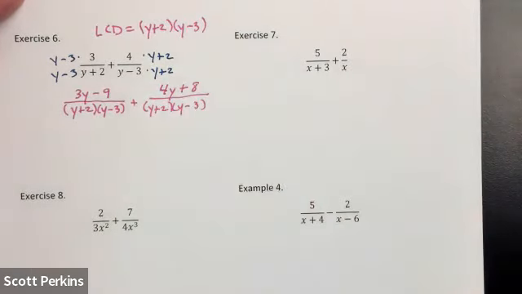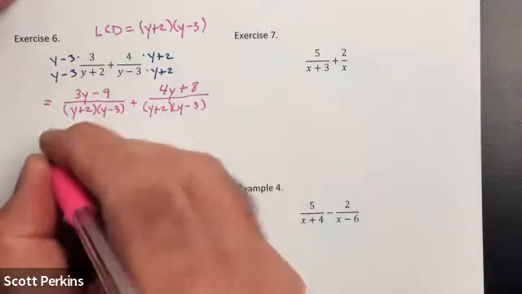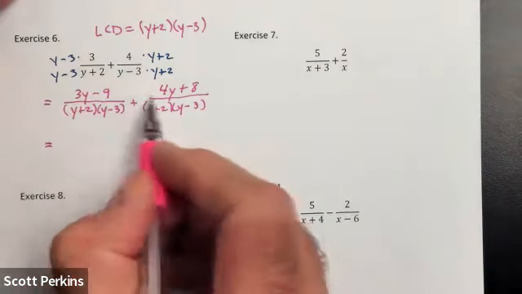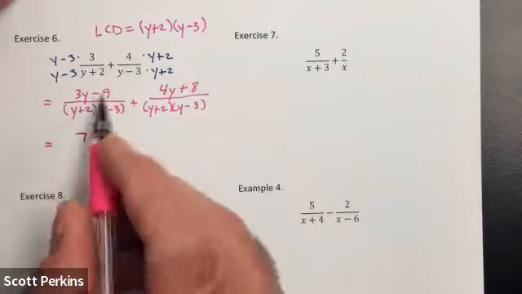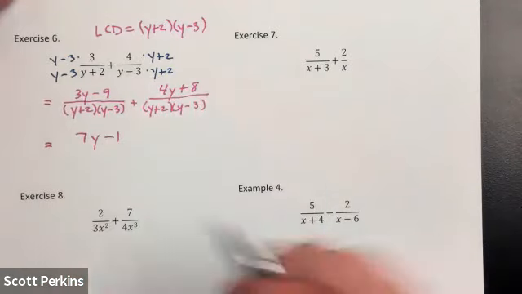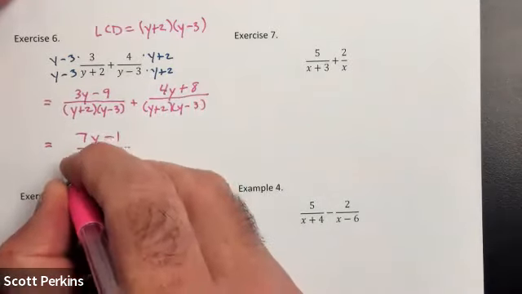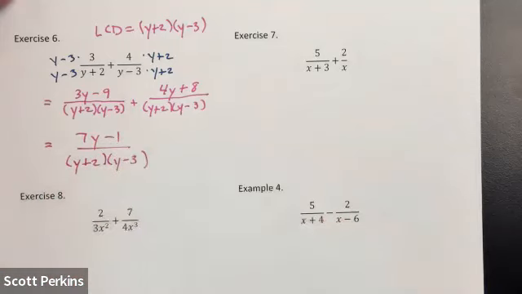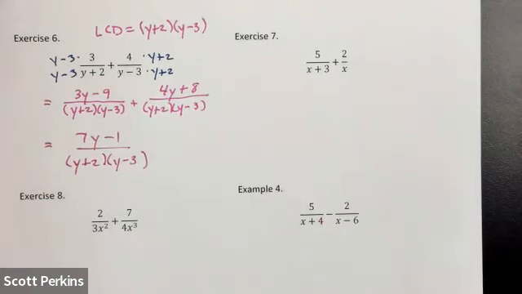Once you've done that, you've done the hardest part to the problem. Okay, and that's difficult. I would never tell you it's not. Once you do that, though, it's all downhill from here. Now I'm going to add up the numerators. 3y plus 4y is 7y. Negative 9 plus 8 is negative 1. That doesn't factor at all, so I don't have anything else I've got to do except write my denominator right here, and we're done with the problem.